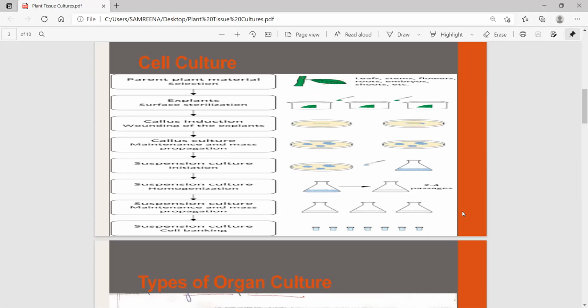We can treat these cells with mutagens. The mutagen will get into the cells and mutate the genome. So we have to go for a mutant selection process. We have to check if the mutation has occurred in a positive direction, so that the positive mutant can be taken and screened for a crop improvement program.